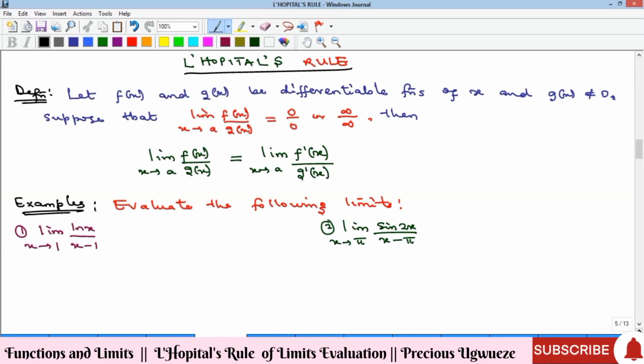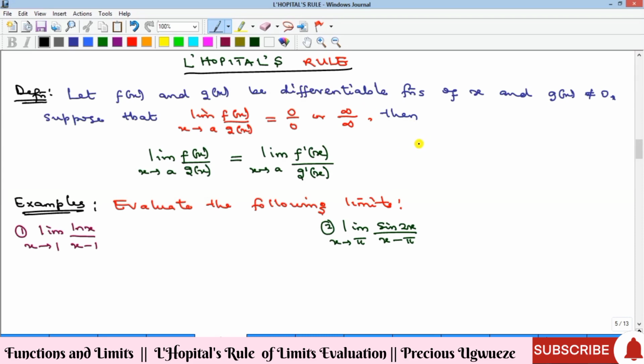So in this video we're going to look at L'Hôpital's Rule, which is an approach of evaluating limits of functions that satisfy a particular condition. Okay, so you recall I said that there are some limits that we will have to evaluate by certain approach.